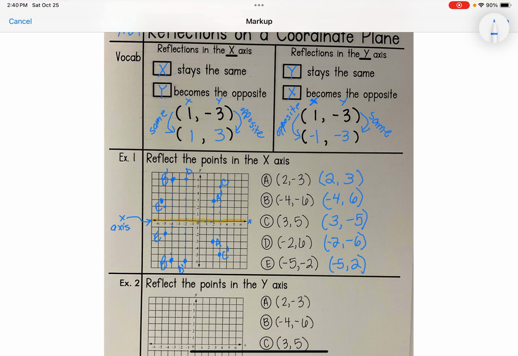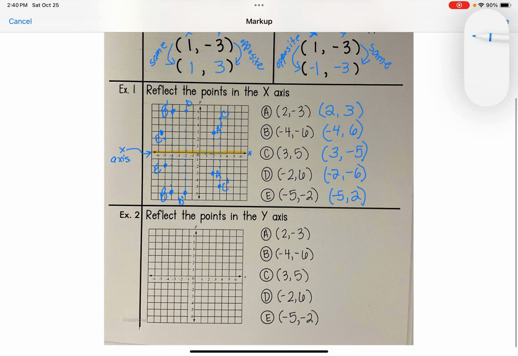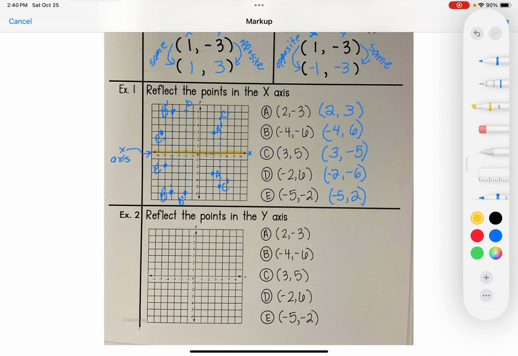So reflecting over the Y-axis is exactly the same, the only difference is, let's get that yellow highlighter back. I'm going to be reflecting over this vertical Y-axis instead. Y-axis, right there. Okay, so the first point I'm going to plot is 2, negative 3. 1, 2, and then down 3. 1, 2, 3, and that's A.